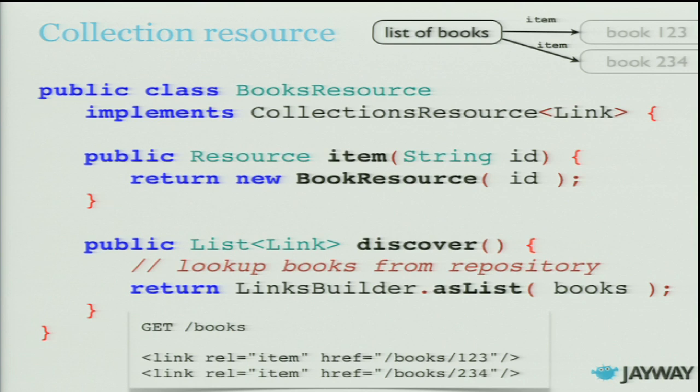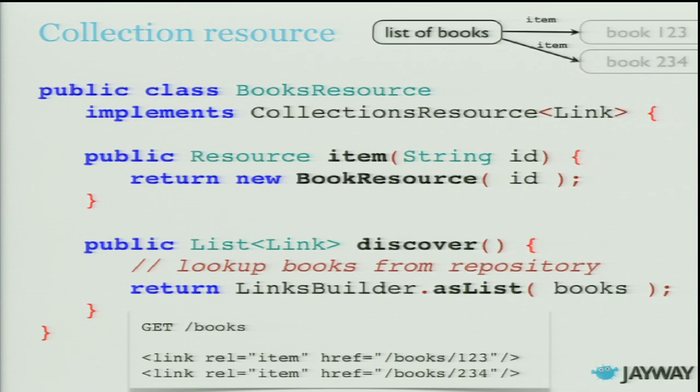But then you need to implement a method called discover that returns a list of links. And I mean, we've commented out the code here, but presumably it does a lookup in the repository and returns a list of these links using this links builder.